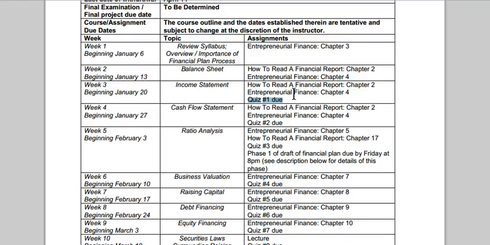So to detail exactly how long you have, the quiz is made available on Monday morning at 12 a.m. in week two. It's due on Monday of week three at 1 p.m. So you have just slightly over 1 week to finish each quiz. That is ample time to finish a quiz, especially once you see the level of depth.